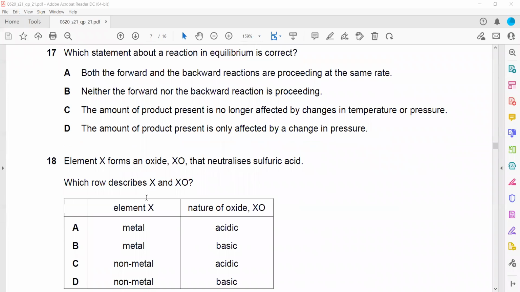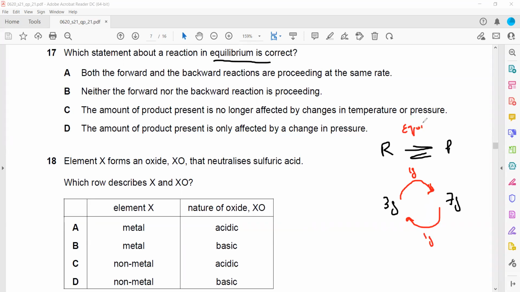In question 17, which statement about the reaction in equilibrium is correct? Equilibrium, for a reversible reaction, what happens? For example, if I have 3 grams of the reactant and 7 grams of the product, what is the meaning of equilibrium? Equilibrium means that if 1 gram of a reactant is forming a product, at the same time 1 gram of a product will form back the reactant.